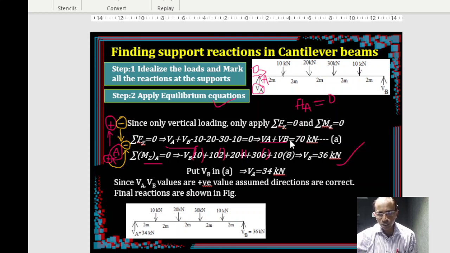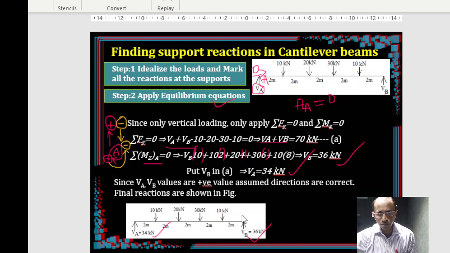Once you got one, put it in the above equation, then you will get 70 minus 36 as 34. That's it. You got VA and VB. That's all. These are the equations. Simply mark them on the simply supported beam. One side 34, another side 36. And you can check the solution even, right?